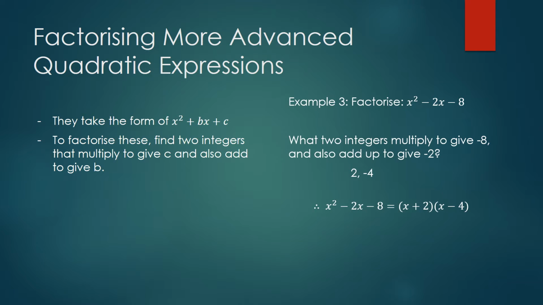Okay, remember this is expansion in reverse. So you need to end up with an expression that expands to give x squared minus 2x minus 8, which you find is (x plus 2)(x minus 4).